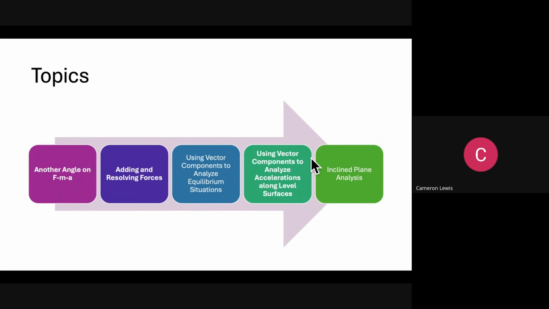And then using vector components to analyze acceleration along surfaces, and the inclined plane analysis. These last two are going to be special cases, especially when it comes to friction. So these two, I'll spend a little bit of time on, but not too much. But it's really going to be focusing on these first 3 right here. So let's try and cover most of these 3 today. And like I said, today, normal class, we're going to end at about 8:30.